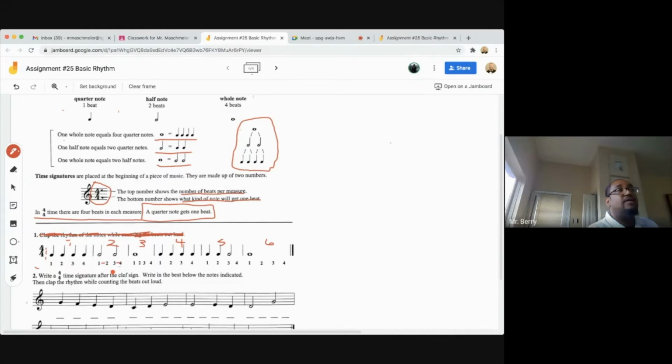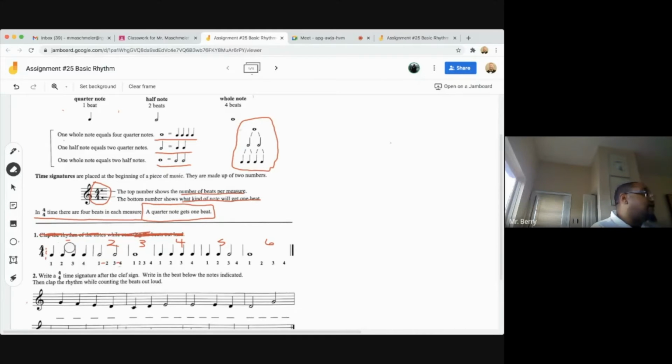We're not going to put a dash between 2 and 3 because that would indicate that the note is larger than 2 beats. It would be worth 3 beats. So we're not going to do that. It's worth 2 beats, so we put a dash between beats 1 and 2. And then for the second half note, between beats 3 and 4.